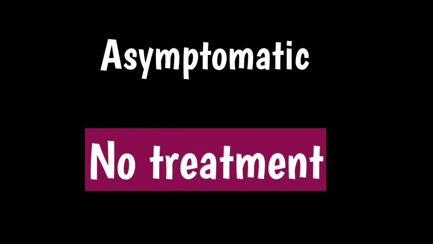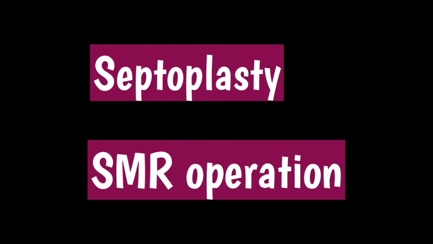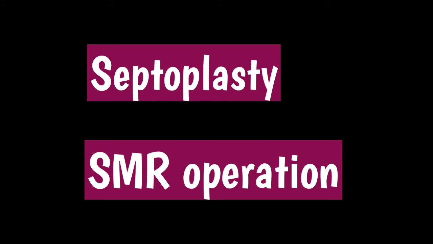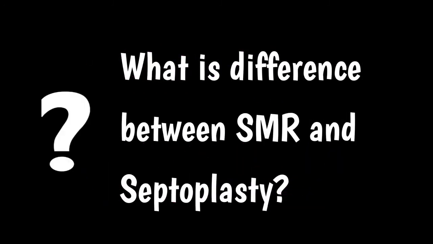In mild cases, when there are no symptoms of DNS, there is no need for any treatment. But when symptoms like nasal obstruction or epistaxis are present, then to get rid of these symptoms, we have two treatment options available. Number one is the septoplasty and number two is the SMR or submucous resection operation. Now the question arises: how will you decide whether SMR or septoplasty will be done, and what is the difference between SMR and septoplasty?